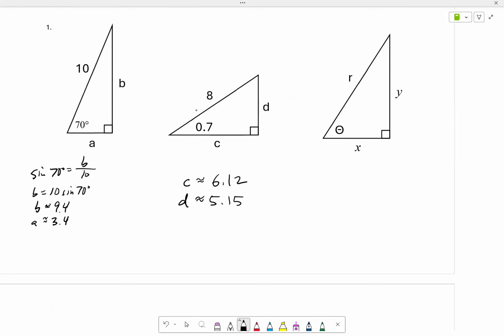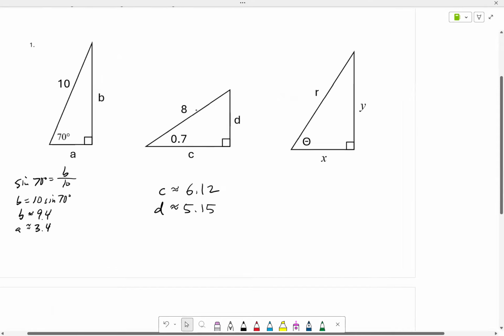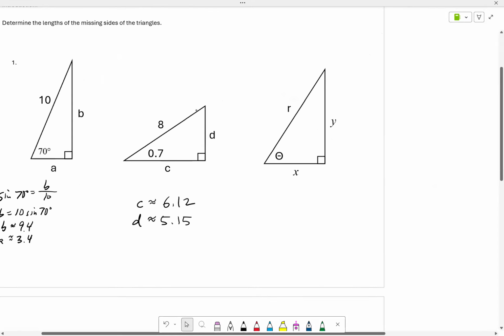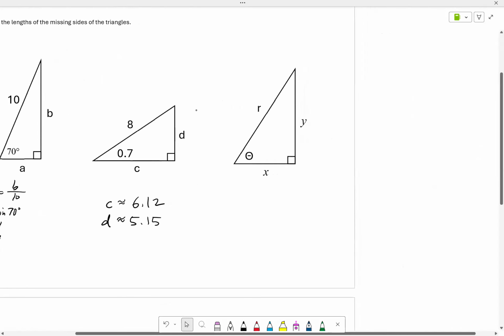Wait, is this degrees? How do you know? It doesn't have a degree sign. Yeah, it's absent of a degree sign and it's an angle. Wait, so did it work? If you did 0.7 degrees, that's a very small angle, and hopefully your C is very close to 8 and your D is very close to 0. If you did degrees, but that would be inappropriate.